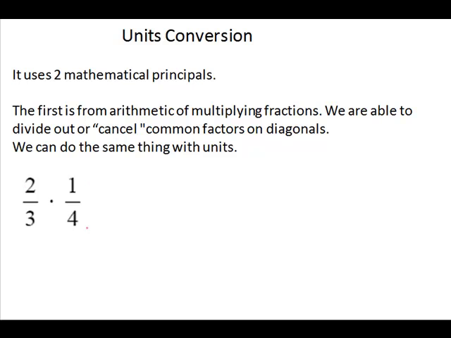So on this diagonal, we do have a common factor of 2. So we can divide it out. 2 goes into 2 one time and 2 goes into 4 two times. We can also try the other diagonal. Nothing divides out. And then we would multiply numerators. 1 times 1 is 1, and multiply denominators. 3 times 2 is 6.